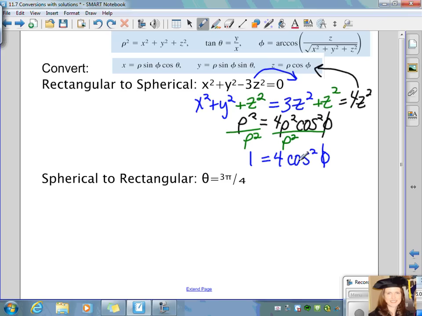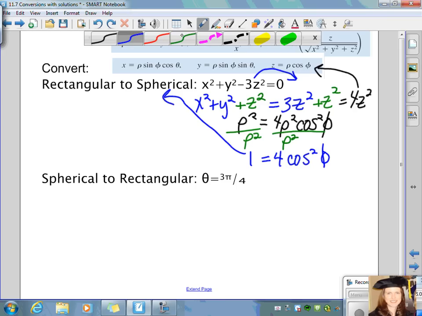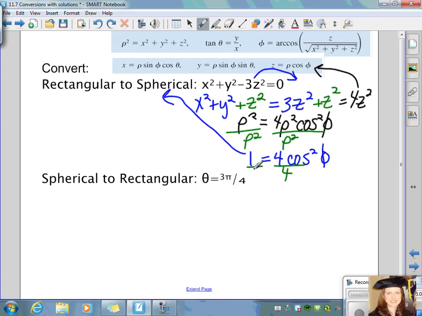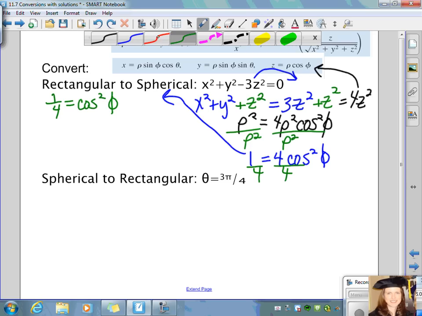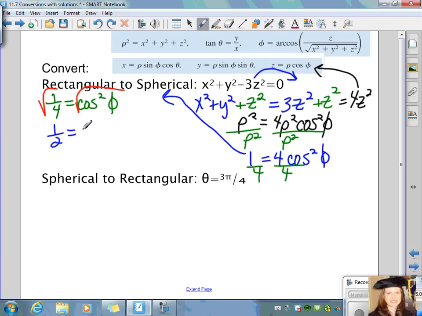We can continue to solve this for phi, and I'm going to write it over here so we have some space. If I divide both sides of that by 4, to simplify, I get 1/4 equals cosine squared phi. I can then take the square root of both sides. I take the square root of the left and the right. I can get the equation 1/2 is equal to the cosine of phi.